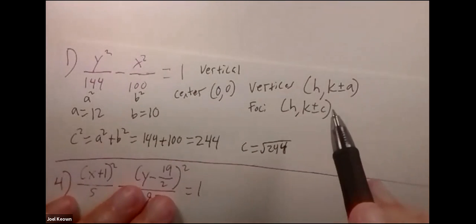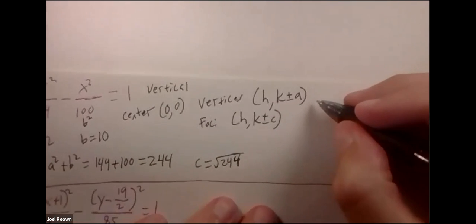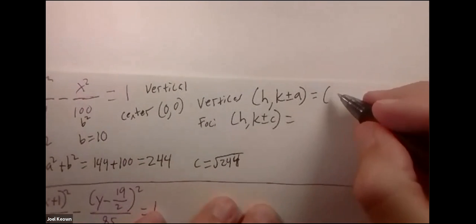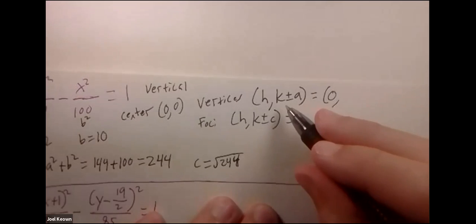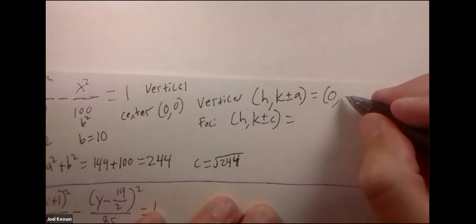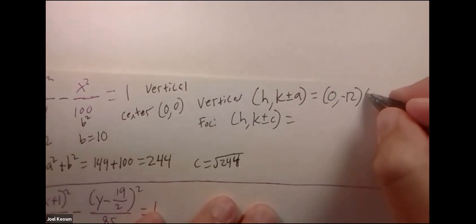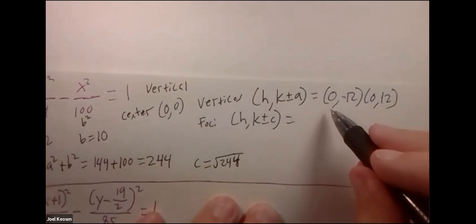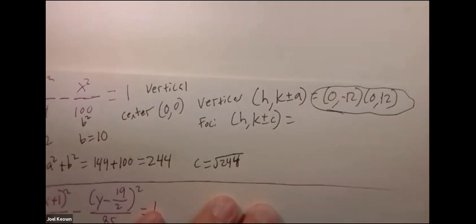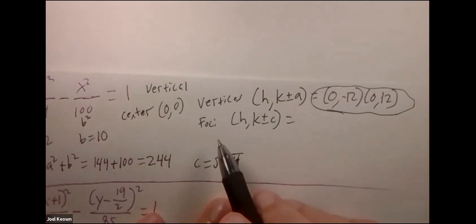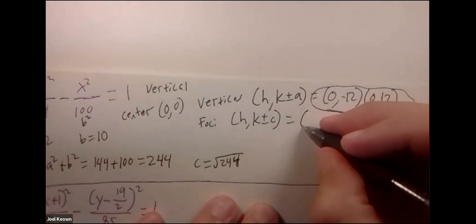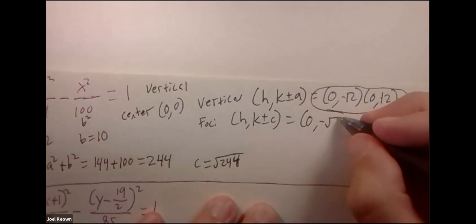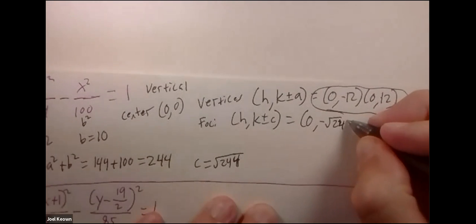All right, so we're going to plug those in for h and k, and then plug a and c in. What does that give me? So h is 0, k is 0. 0 minus 12 is negative 12. 0 plus 12 is positive 12. There's my vertices. For foci, 0, 0 minus c is just negative square root of 244.